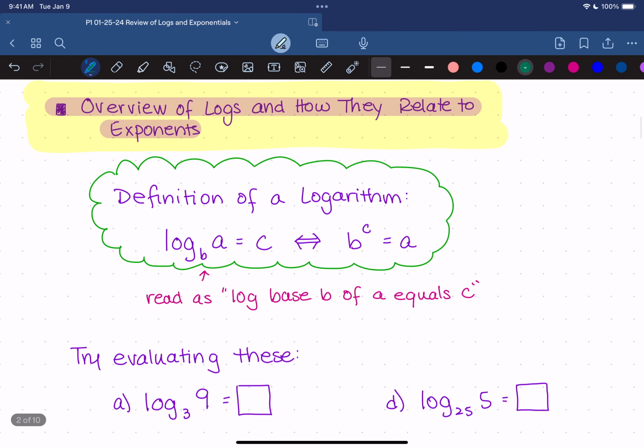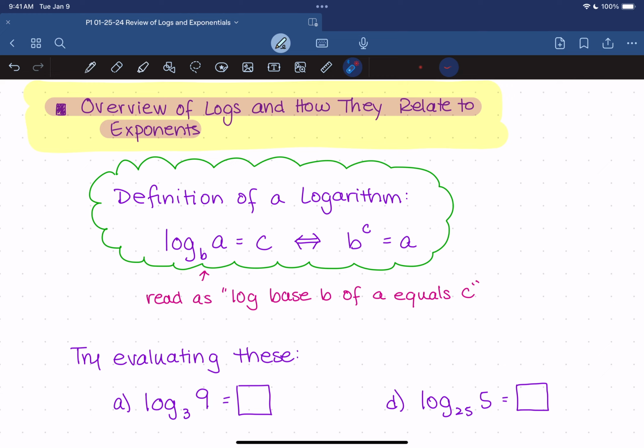So an overview of logs and what they are. This is the definition of a log right here in this box. You read this as log base b of a equals c. And this means the same exact thing as saying b to the power of c equals a. They're equivalent statements. You need to get comfortable writing back and forth between the two different forms.